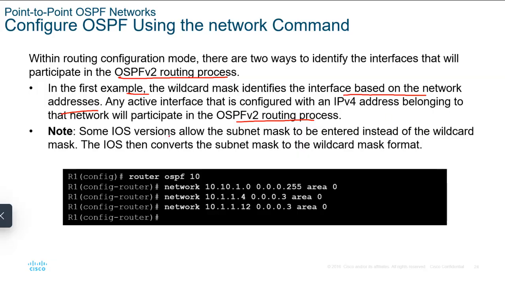So it is in this format that you will just run router OSPF, then 10, then network. As you can see, this is the network, then the wildcard mask, and then the area.